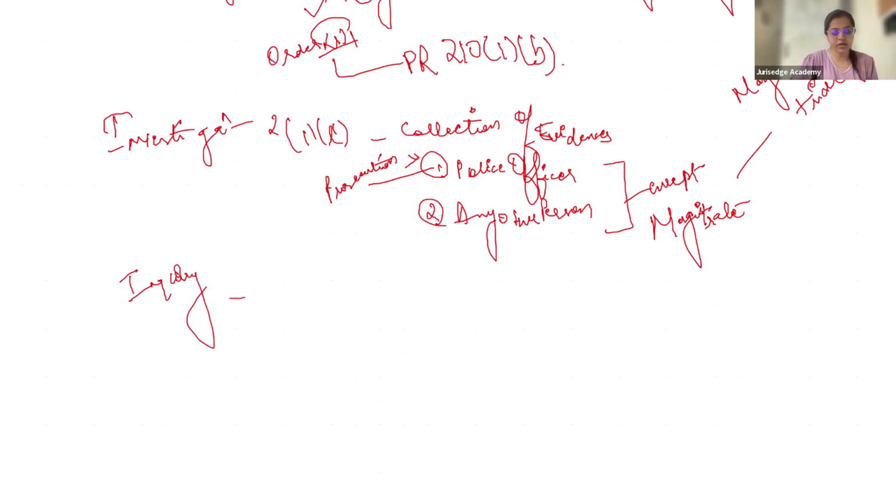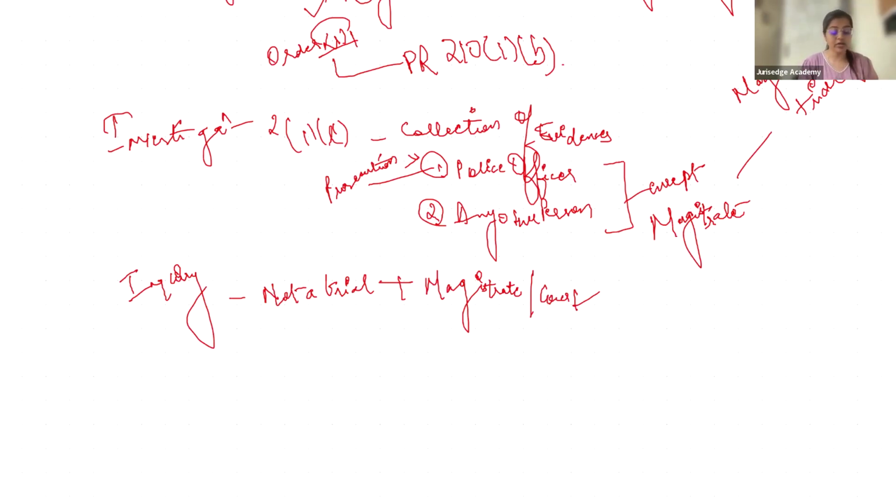Inquiry is something which is not a trial, and it has to be conducted by a magistrate or a court. That's all. That is the whole point which is mentioned under the BNSS also. 21K is the inquiry, its definition.